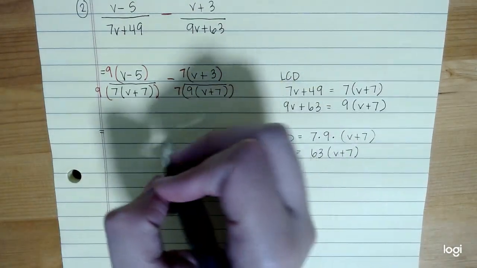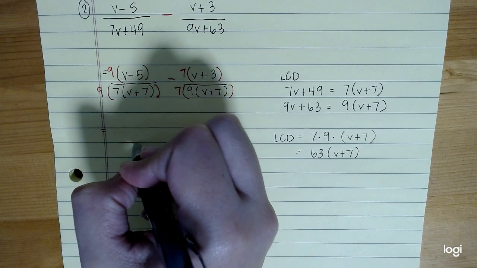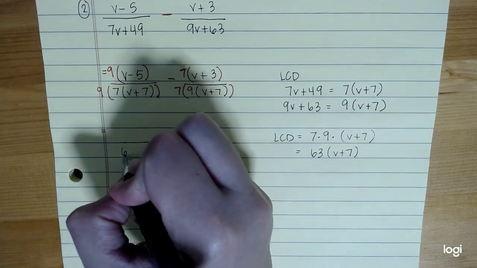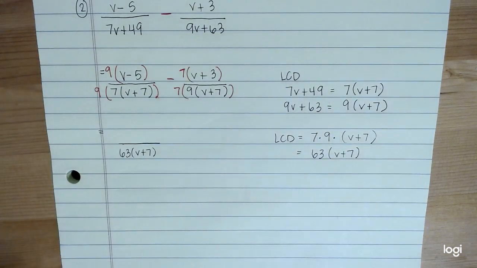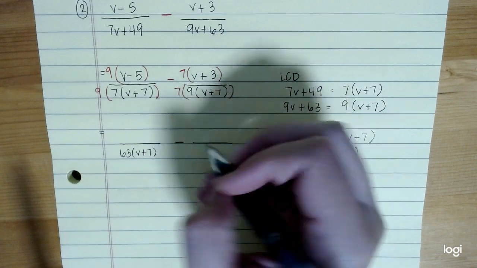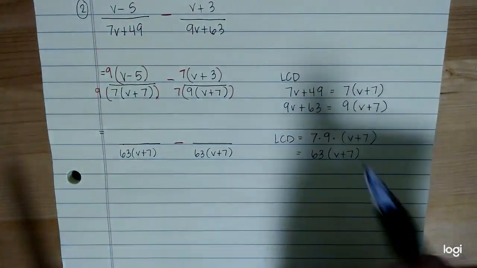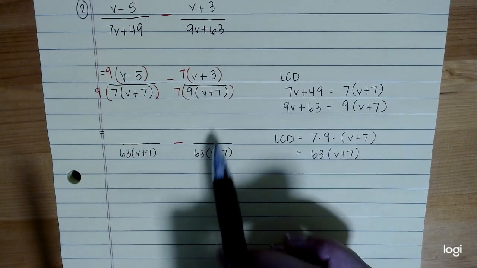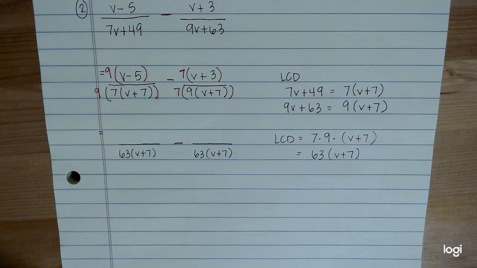So I have matching denominators now. So that's going to be 63 times that v plus 7 quantity minus 63 times v plus 7, and that's a really good sign, because if these don't match up after you've done all that work, then something happened, because that's the whole point of our LCD and our multiplying by convenient one is to get matching denominators.